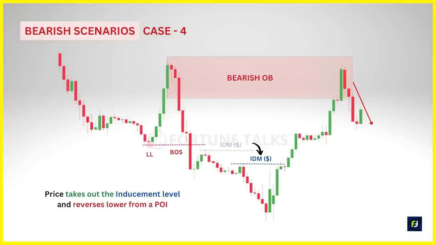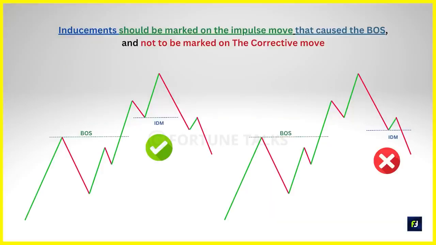Now, let me remind you again that you should never think about taking a trade until and unless the inducement level is taken out. This is mandatory if you are following smart money concepts. Now, always keep in mind that inducements should be marked on the impulse move that caused the break of structure. It should not be marked on the corrective move like in this case. This is the wrong approach.